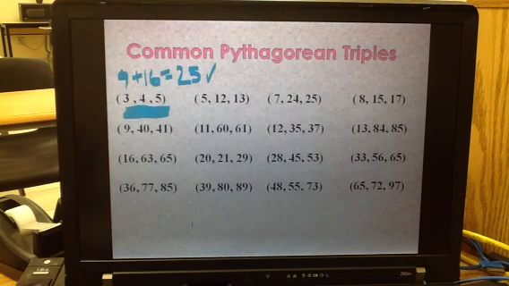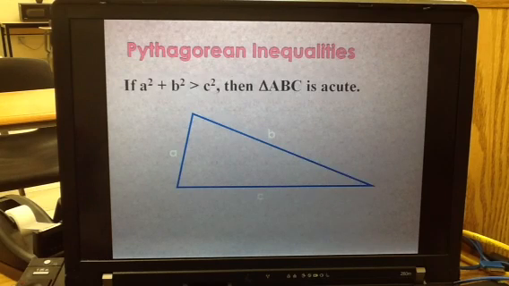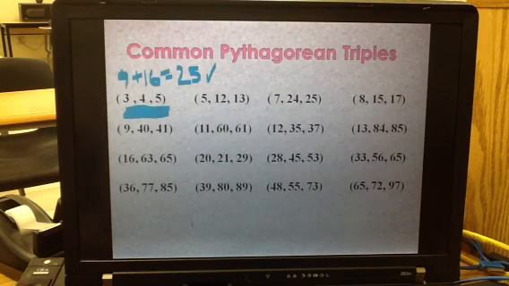So all of these triples are going to work in the Pythagorean theorem. That's why they're called triples. And by the way, I strongly suggest you either print out this page or maybe write those down so you can have them in your notes so you can recognize them quicker.